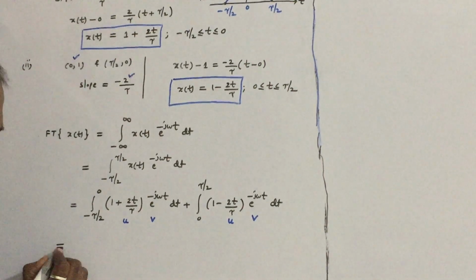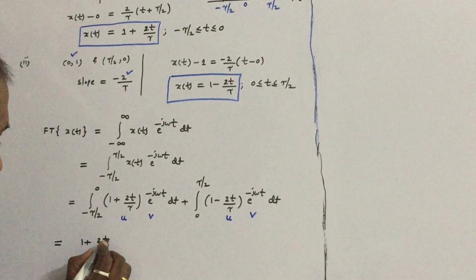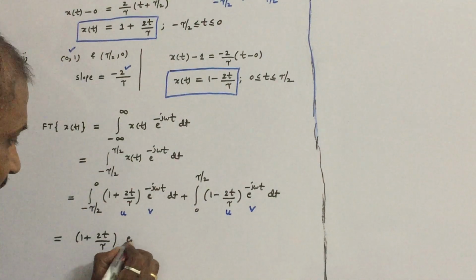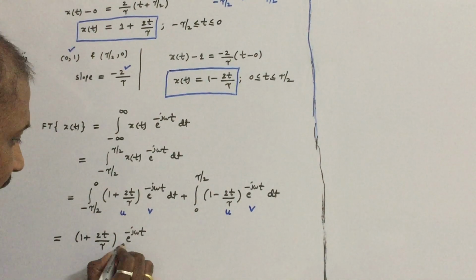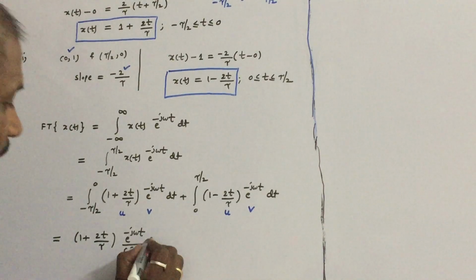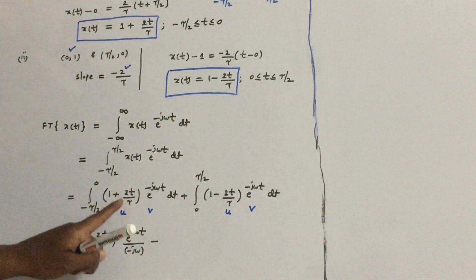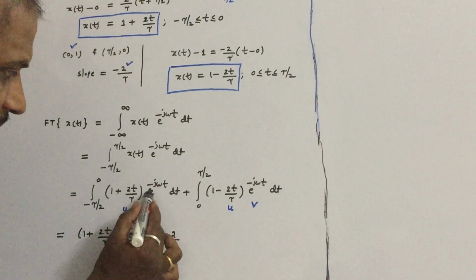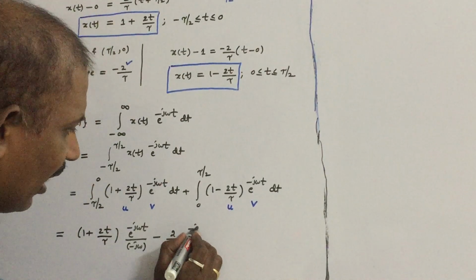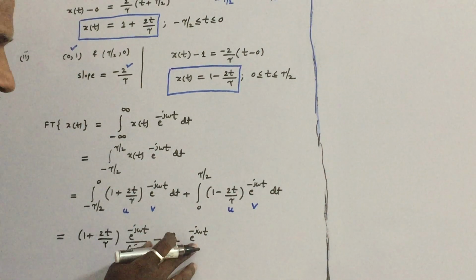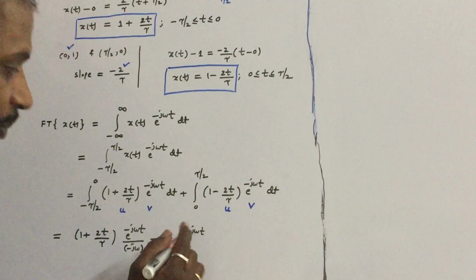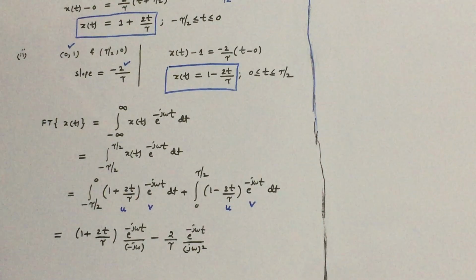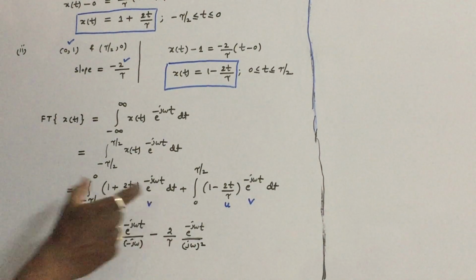The first function is 1 plus 2t by tau. First function into integration of second function is e power minus j omega t by minus j omega, minus, clearly write what is the differentiation of the first term. Clearly observe, 2 by tau. What is the integration of the second term? e power minus j omega t by minus j omega. If you again integrate e power minus j omega t by minus j omega, whole square, minus j omega whole square, I can write it as j omega whole square. So this is the first integration of uv.